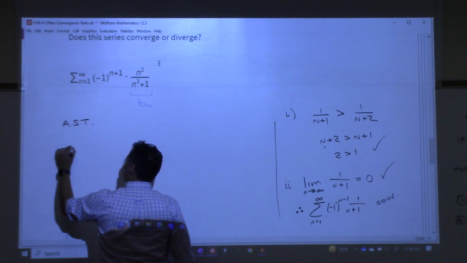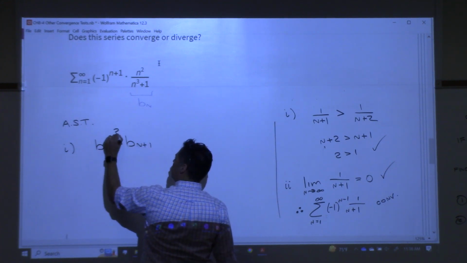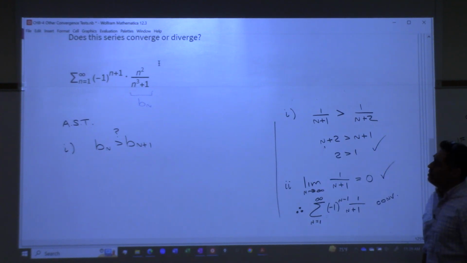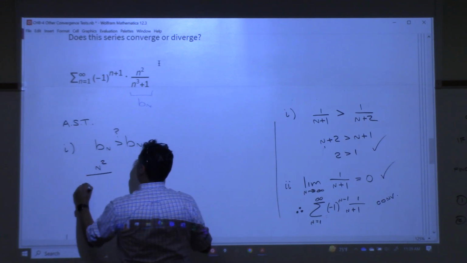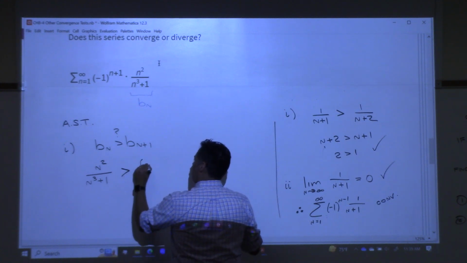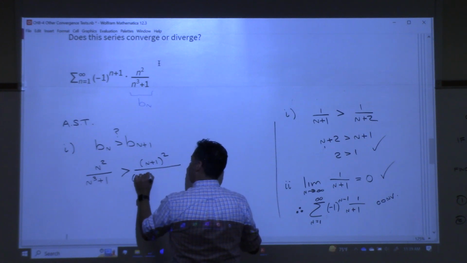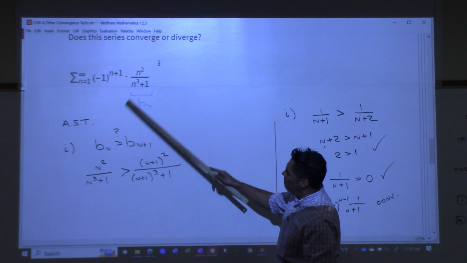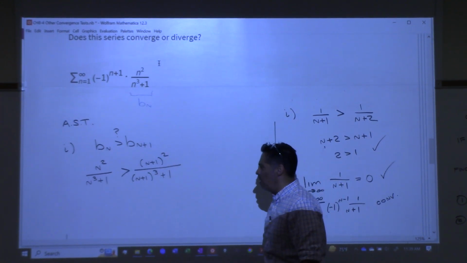And the first condition, let me see, is B sub n greater than B sub n plus 1? This is a question, right? That's what I'm asking. Is this true? I need it to be true. So let me write down B sub n. B sub n is n squared over n cubed plus 1. The question is, is that bigger than n plus 1 squared over n plus 1 cubed plus 1? So I'm basically saying B sub n is that formula, and B sub n plus 1 is what I get when I replace both n's with n plus 1's.